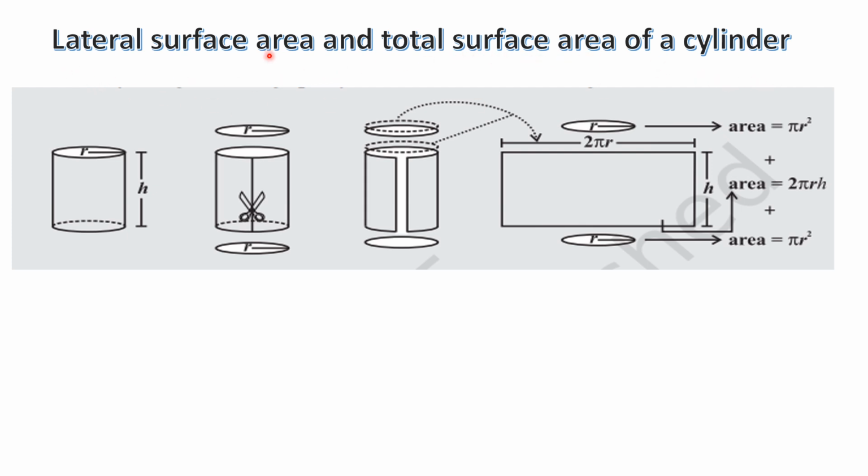First we will see the lateral surface area. Now we know that lateral surface area means you should not include the area of the top and the bottom part.